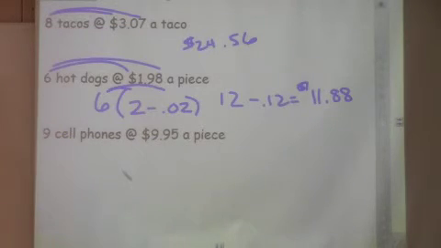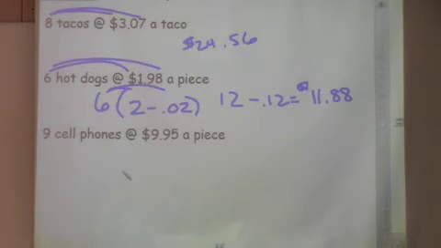How about this last one? 9 cell phones at $9.95 apiece. They're on sale, huh? How could you calculate that cost just like that?